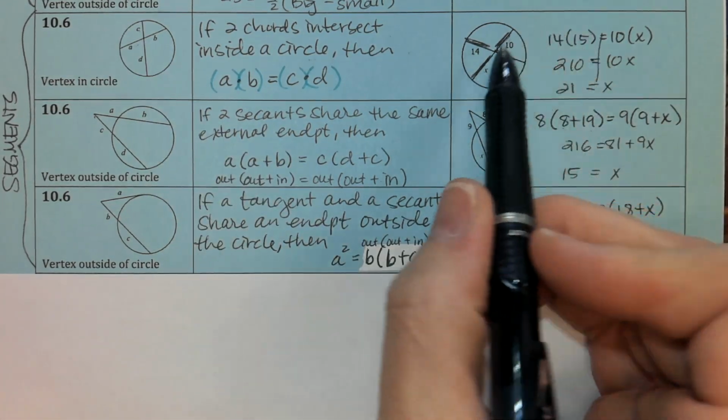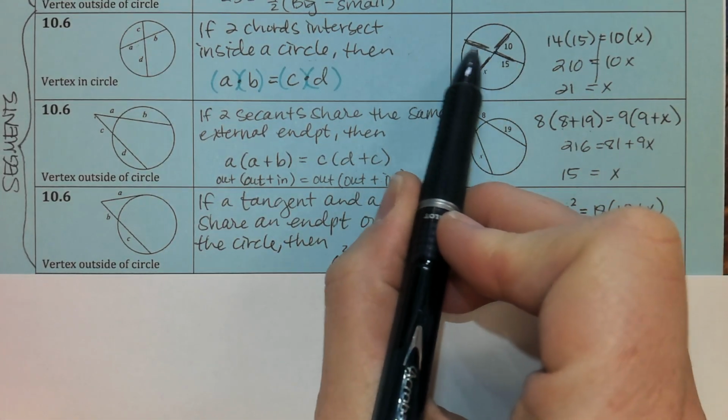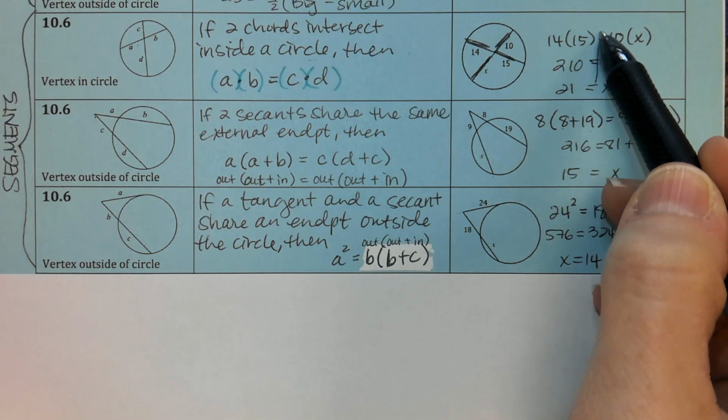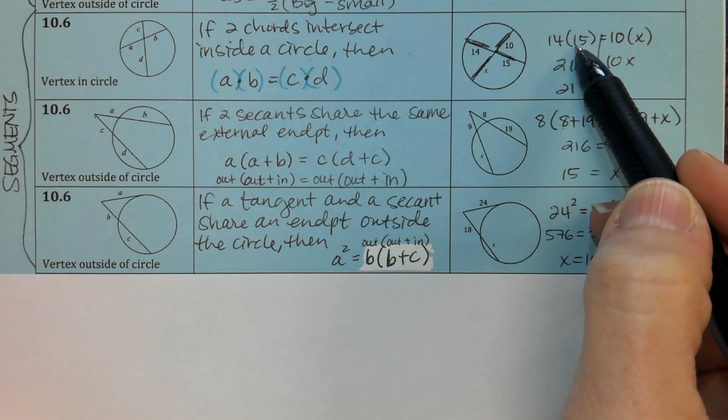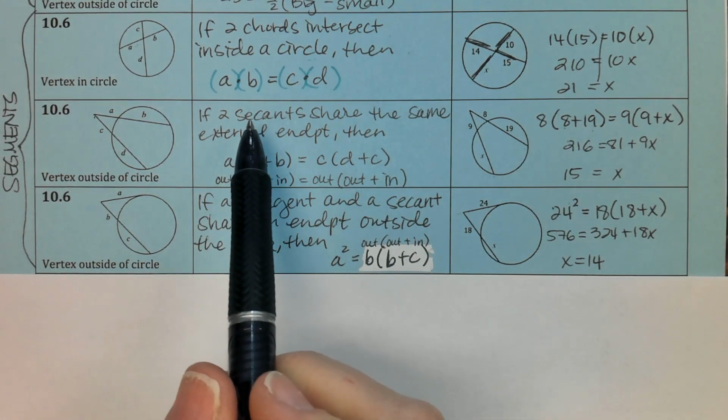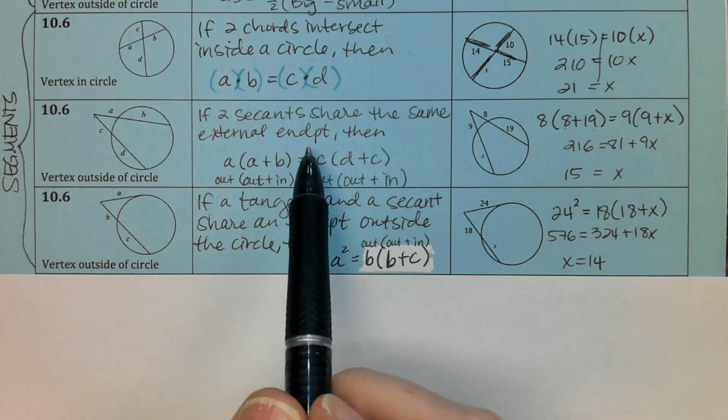So here's an example of that. 14 and 15 are on one chord, so they're together, and then 10 and X are on the other chord, so they're together, and then we just do a simple solve from there. Multiplication, multiplication, and divide.